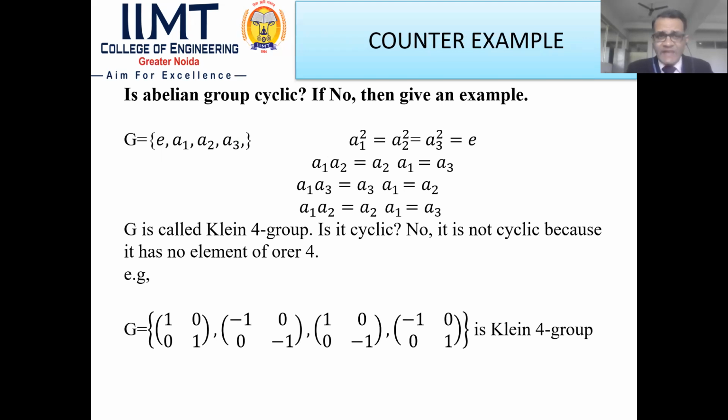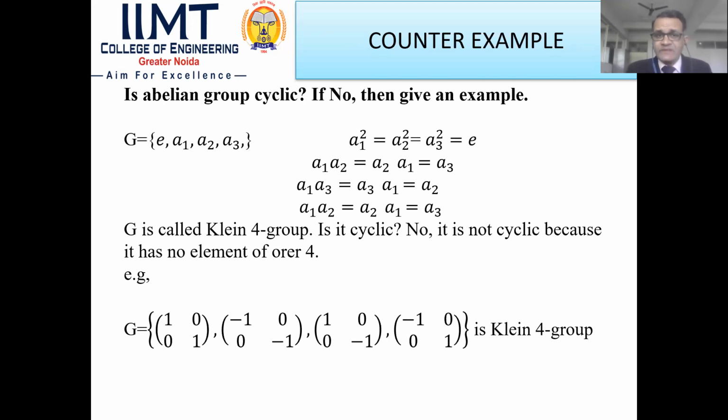Is every abelian group cyclic? The answer is no. We can give one example, and that is the Klein 4 group of order 4. The one element is the identity element, that is of order 1, and the 3 elements A1, A2, A3 are of order 2, which satisfies certain properties.